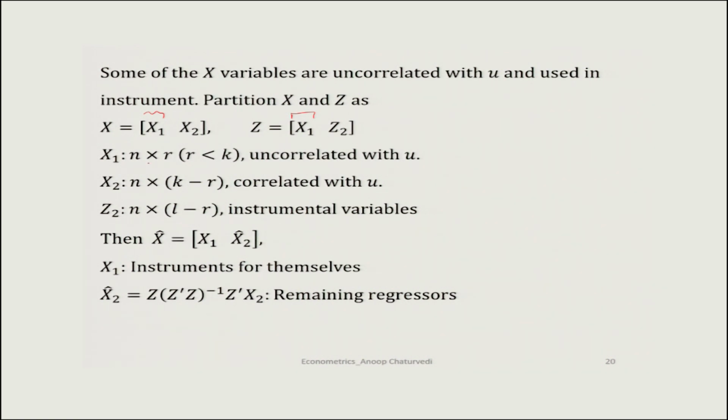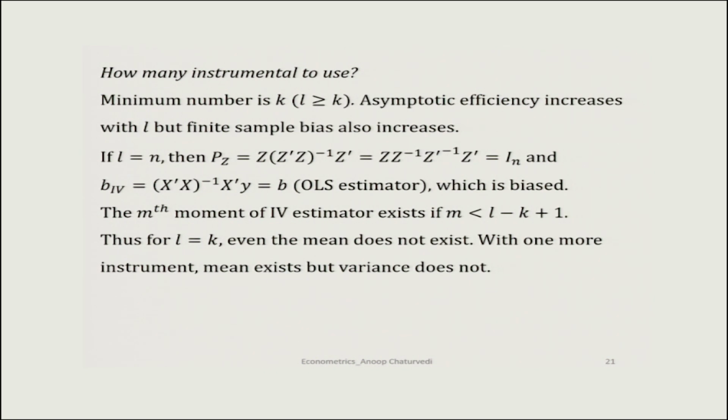Suppose x1 is n cross r, with r less than k, which is uncorrelated with u; x2 is n cross k minus r, which is correlated with u; and z2 is n cross l minus r. These are the instrumental variables. Then x hat is equal to (x1, x2 hat). x1 is the instrument for itself, and x2 hat is equal to z (z transpose z) inverse z transpose x2. These are the remaining regressions. So, you have x1 and x2 hat, and then you can apply the usual instrumental variables estimation procedure for estimating beta.